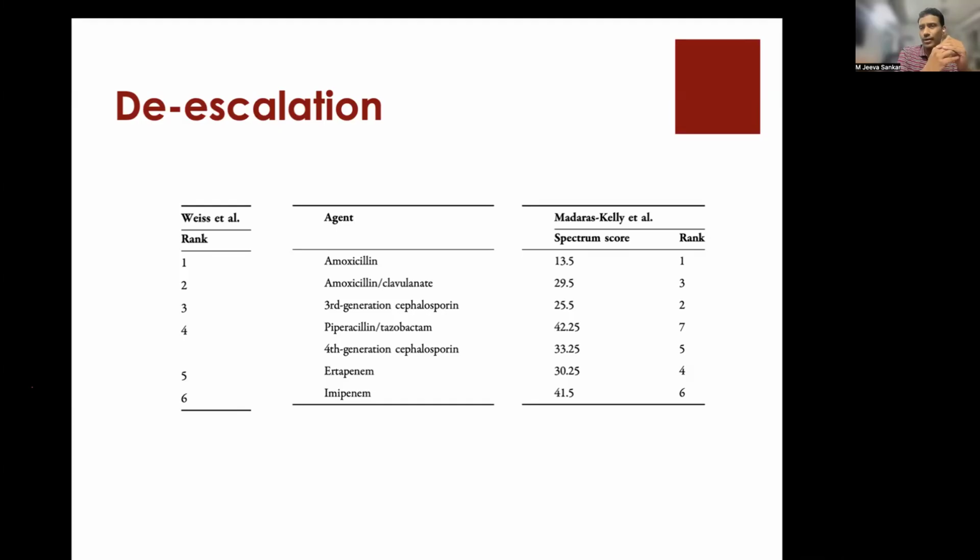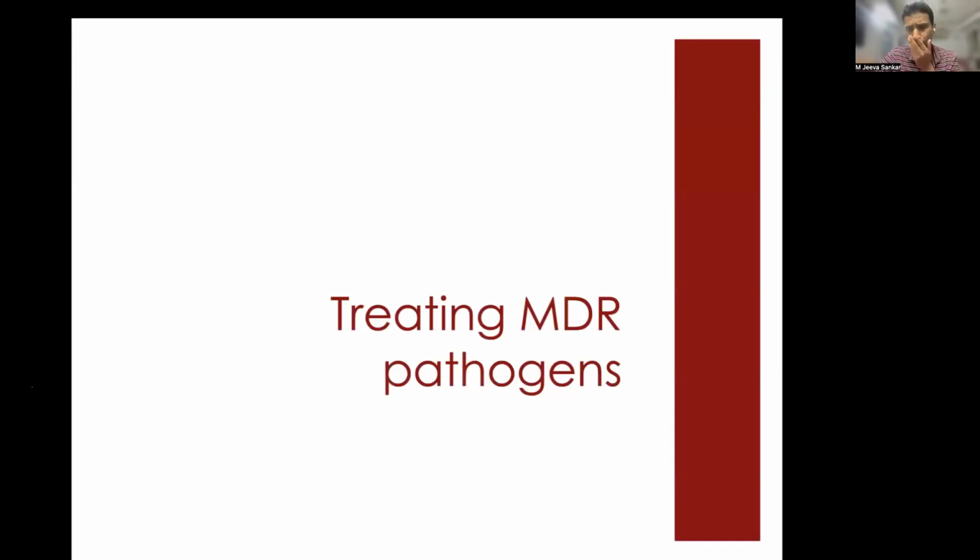So if you have started carbapenem therapy, but the bug is actually sensitive to piperacillin-tazobactam, then you de-escalate to piperacillin-tazobactam. Or if it is even sensitive to amoxicillin, then you de-escalate to amoxicillin. So basically you are going from 6 to 1 if possible, and that is de-escalation.